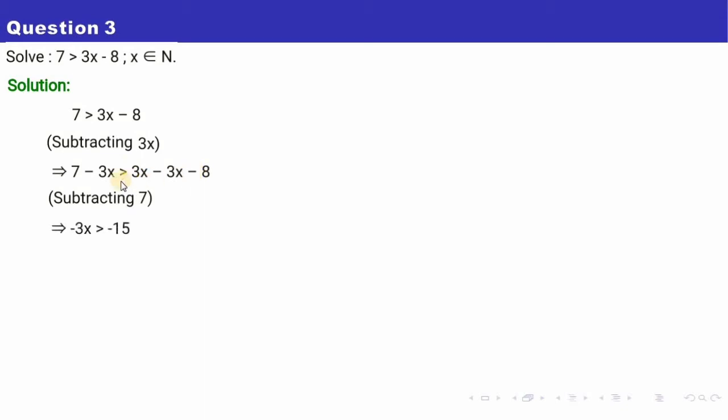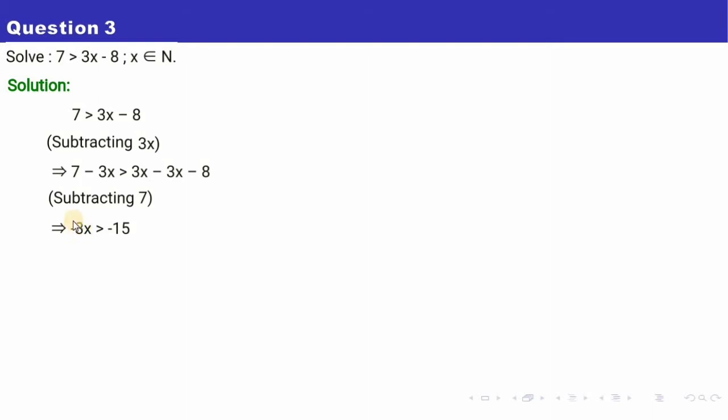If I want to get rid of the 7 as well, I need to subtract 7 on both sides. So the 7 will vanish and only minus 3x will be left here. We have minus 8 minus 7, and minus 8 minus 7 is how much? It is minus 15.